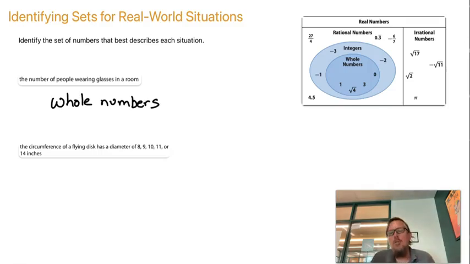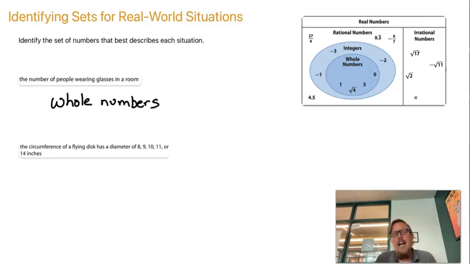Now, of course, whole numbers are also integers, rational numbers, and real numbers. Whole numbers fit inside all of those categories, but the specific set that best describes people wearing glasses in a room is just whole numbers. We only need the set of whole numbers to describe how many people are wearing glasses. So whole numbers is the set that best describes this situation. Now let's look at the second one.